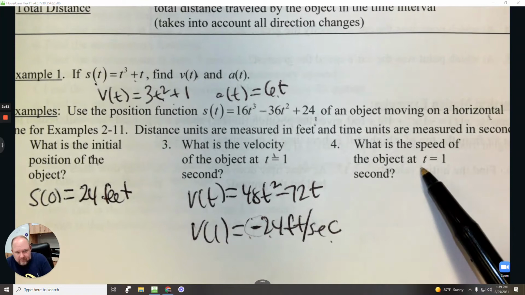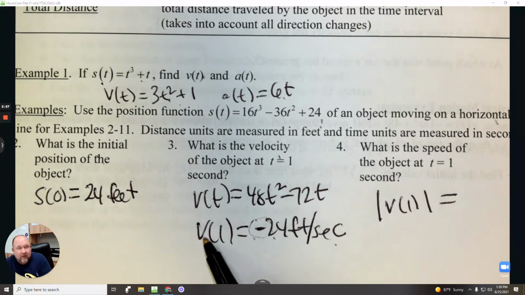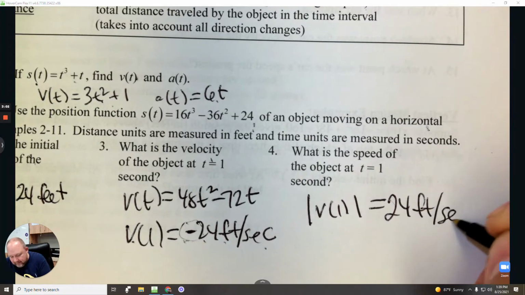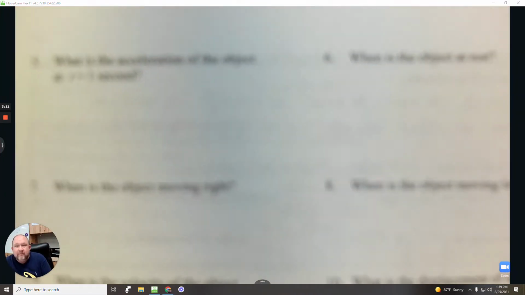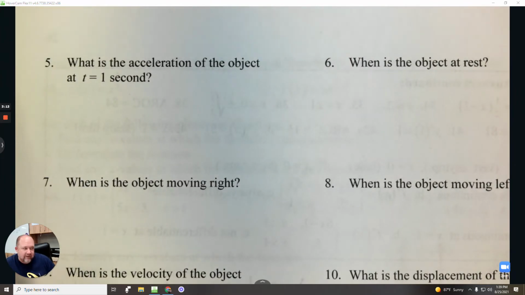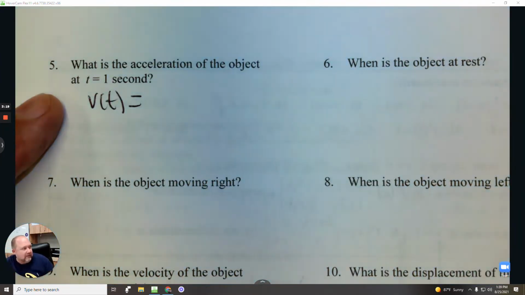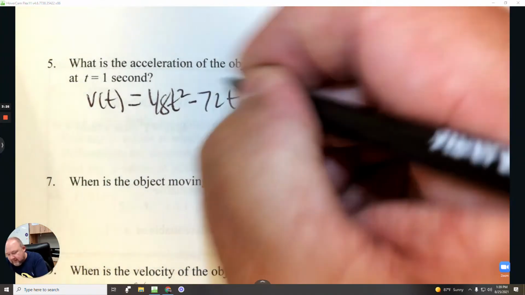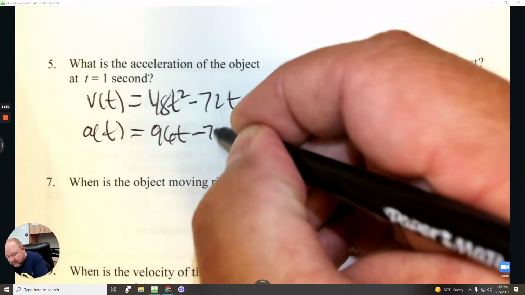What's the speed of the object? That's the absolute value of the velocity. So if the velocity at 1 is negative 24, then the speed would be positive 24 feet per second. What's the acceleration of the object? So we need to find the acceleration. To remind you, the velocity was 48t squared minus 72t. So acceleration would be 96t minus 72.